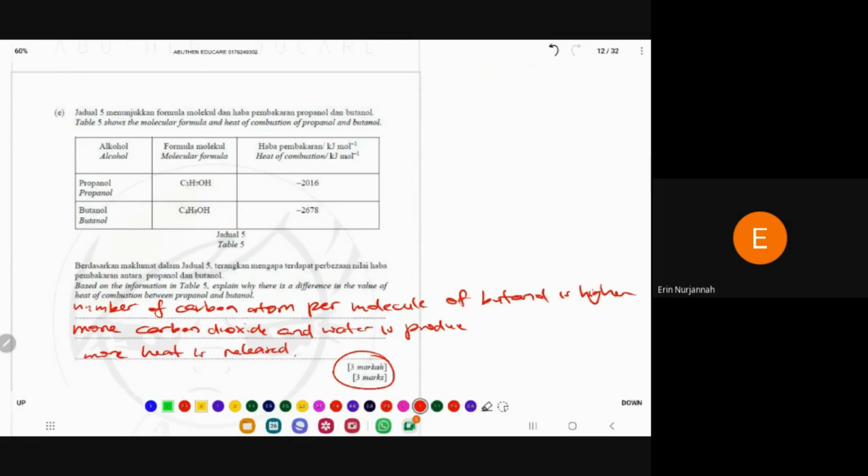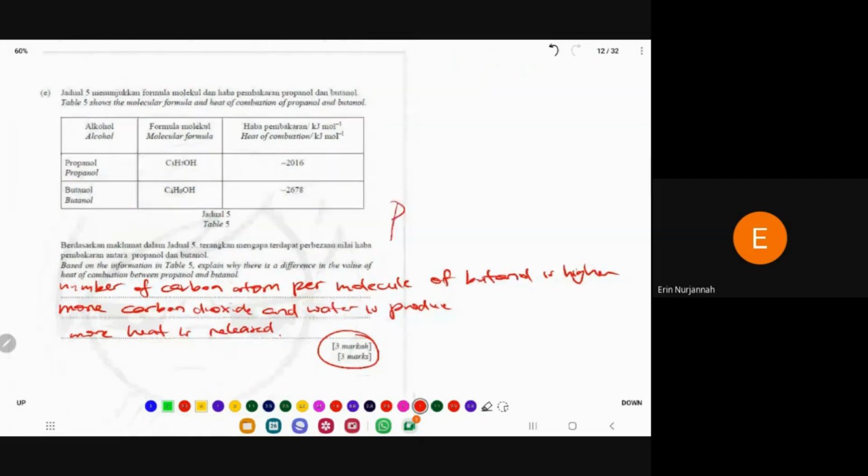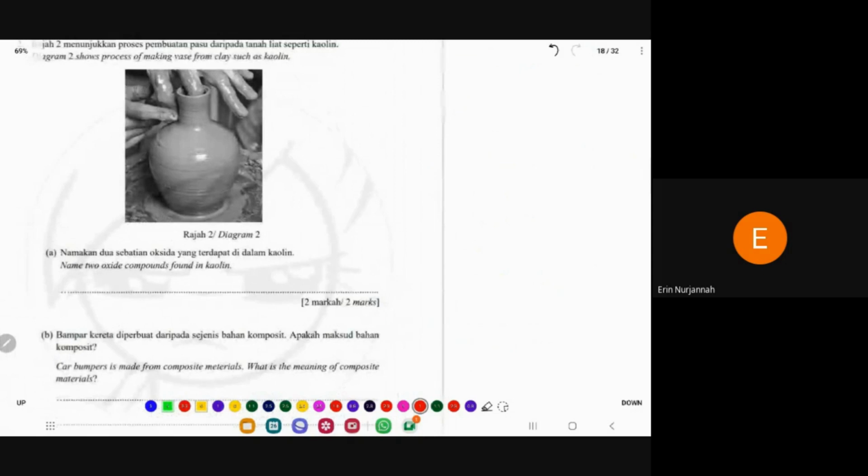So, a popular question. What is the oxide found in kaolin? Anyone? Okay, now what is found in your kaolin? Somebody? Aluminium oxide and silicon dioxide, right? Aluminium oxide and silicon dioxide. I already said it just now. It's made from aluminium oxide, silicon dioxide, 2 water.